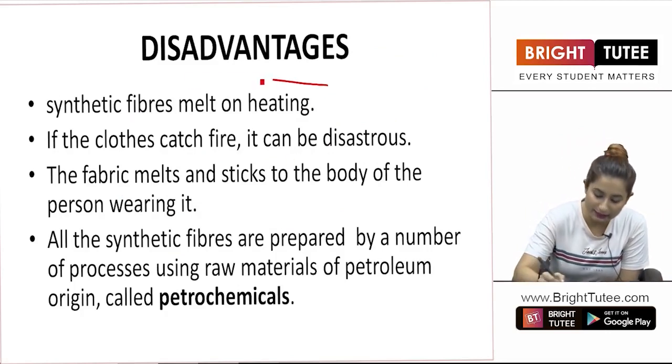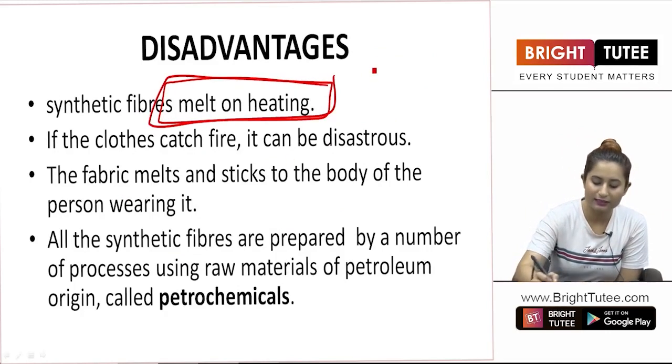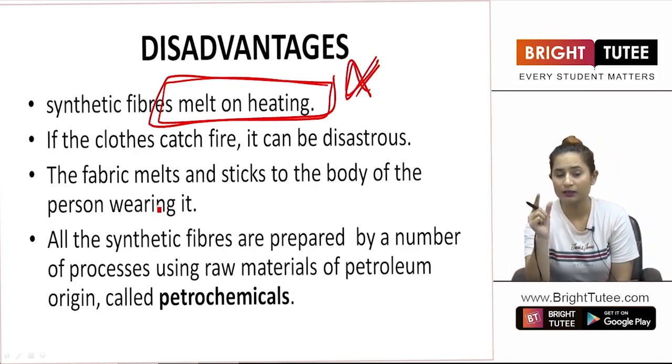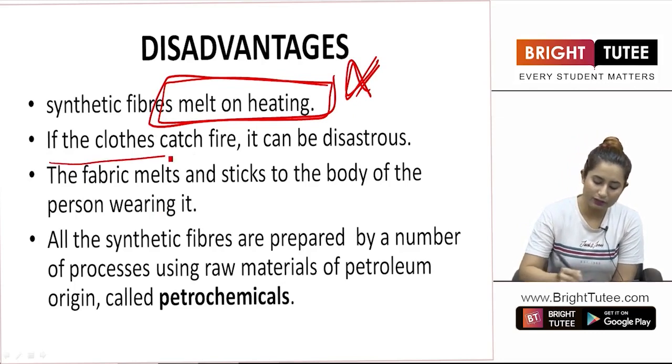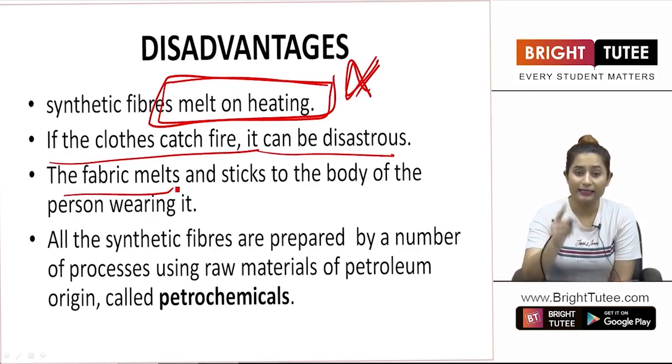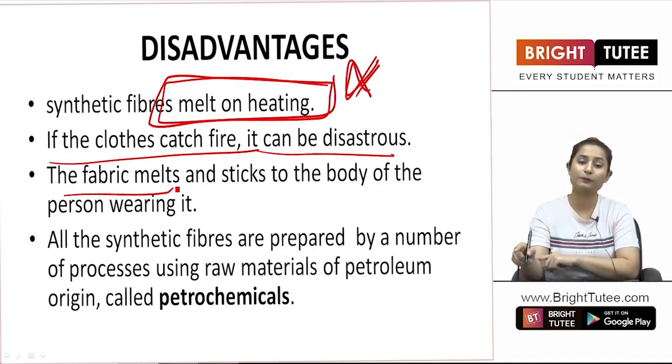Synthetic fibers melt on heating. This is the disadvantage of synthetic fibers, that they do not burn. They melt on heating. If the clothes catch fire, it can be disastrous, obviously. The fiber melts and sticks to the body of the person wearing it.